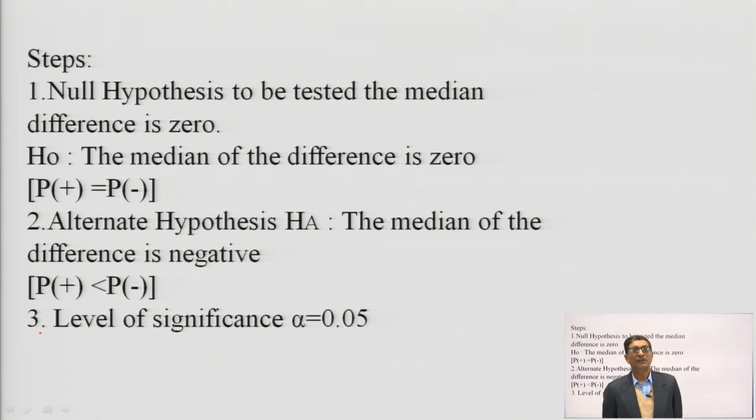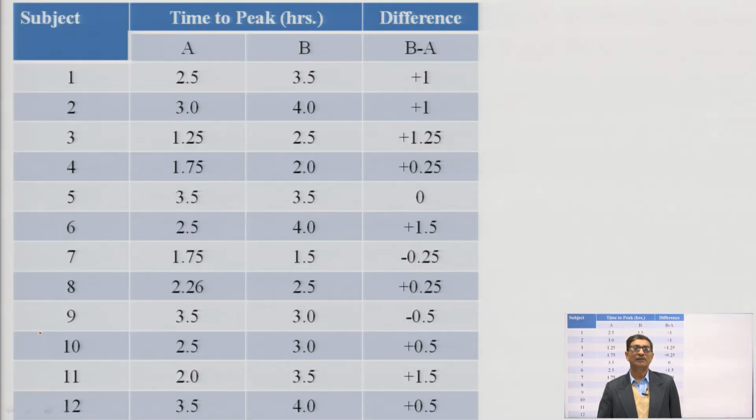The third step is we write the level of significance, and in standard condition we take alpha as 0.05. Alpha for standard condition we take generally 0.05. We also take it as 0.01, and in some cases we take it as 0.001.